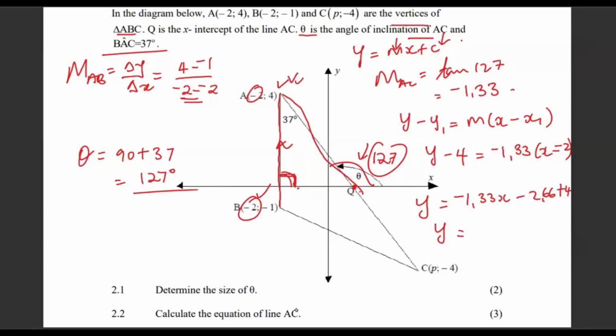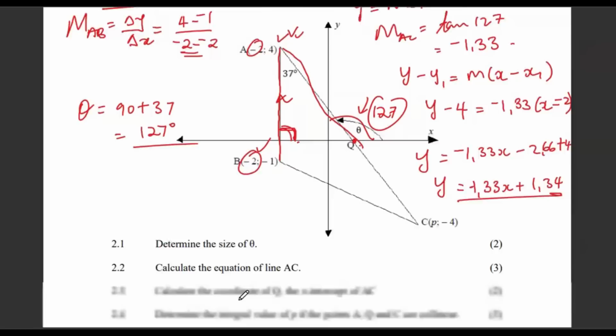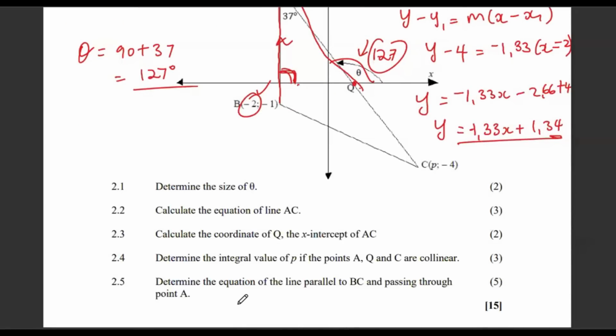And then what's our equation? Negative 2,66 plus 4 is 1,34. So negative 1,33x plus 1,34. This is a negative. Okay, so that becomes our answer. Please, if you can have the gradient as a fraction, well and good. Can go ahead and give it to us.